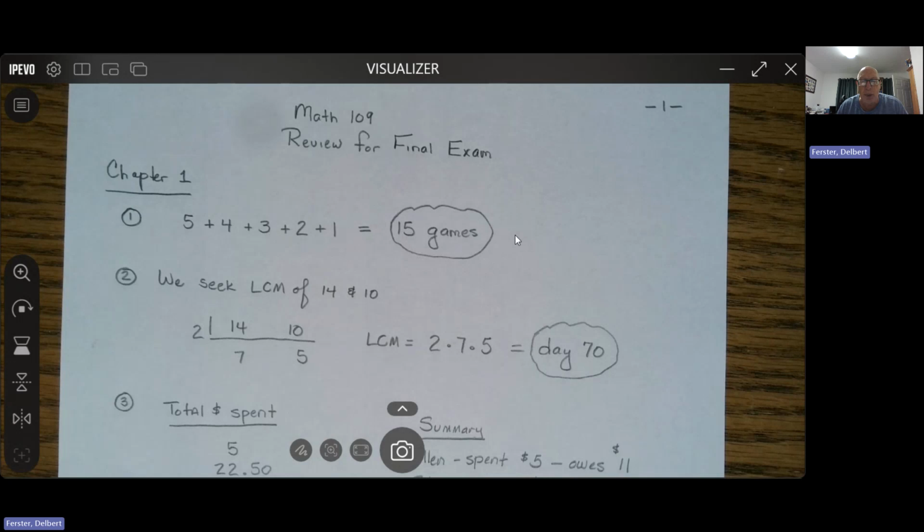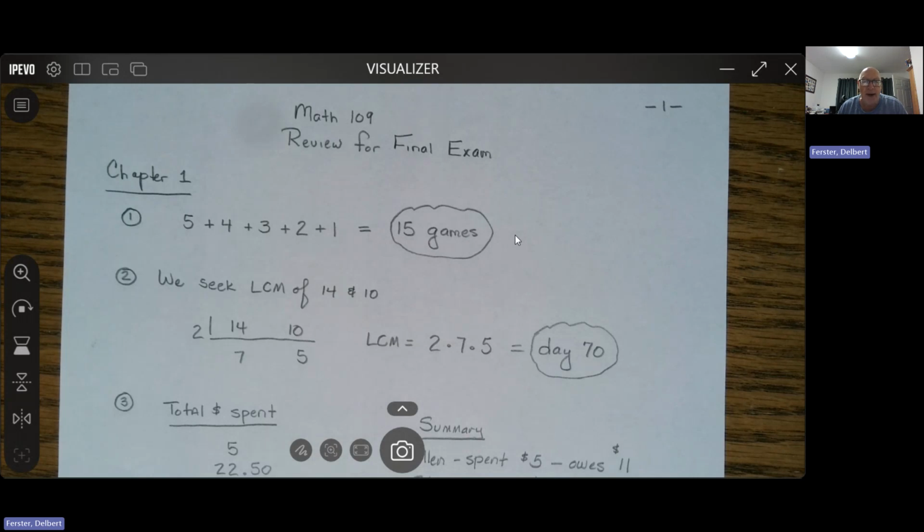Problem number 1, 6 people playing a round-robin chess tournament. Remember, you're one of those 6 people, so you'll play 5 others. That's why that 5 is there. All right, the next person will play 4 others in addition to having played you possibly. The next person will play 3, the next person will play 2, and the last person will play 1. So the answer to problem number 1 is the sum of 5 plus 4 plus 3 plus 2 plus 1. There would in fact have been 15 games played.